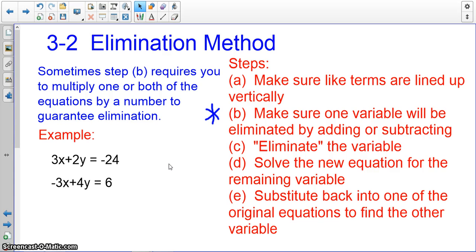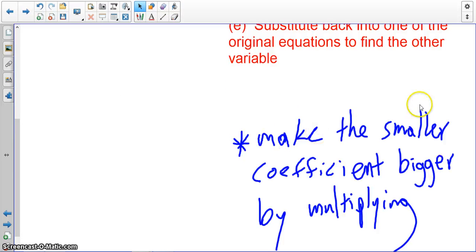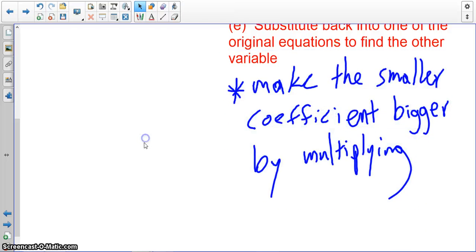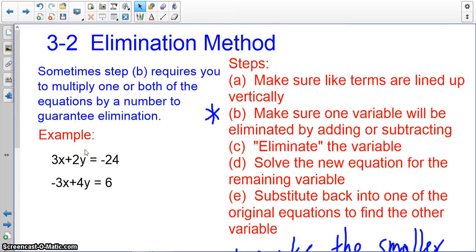So you see the steps here that I pointed to in class, same steps, little asterisk. Sometimes you've got to make the smallest coefficient bigger by multiplying. Alright? You're trying to make the coefficients the same, so that when you add or subtract, they eliminate. So right here, that's unnecessary. So stuff lines up vertically, that's pretty much always the case. It rarely will try to be tricky or anything, but sometimes you might have to worry about that.